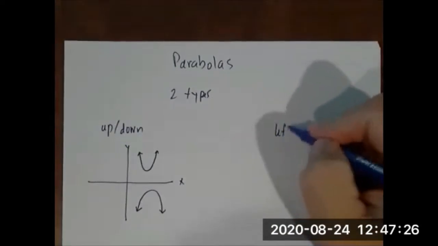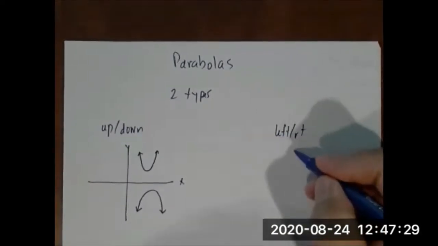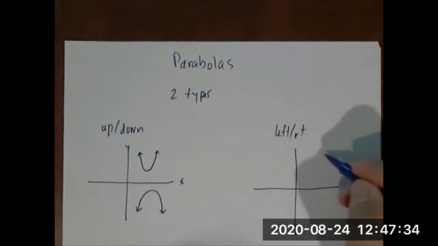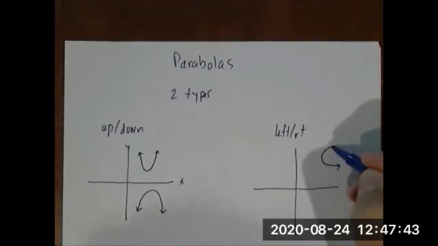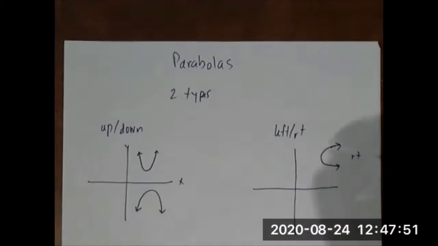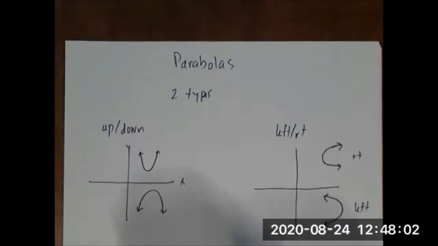But then we also will have what we call left and right parabolas. I think of it as the parabola sitting on its side. So it looks like this. And because it opens up to the right, we call this a right parabola. And then we can also have a parabola like this, which opens up to the left. So there are really four kinds of parabolas we're going to be looking at.